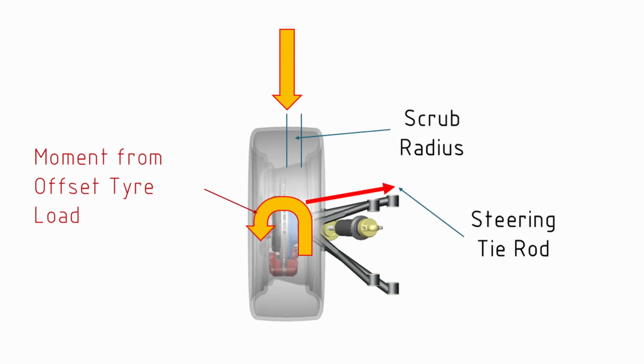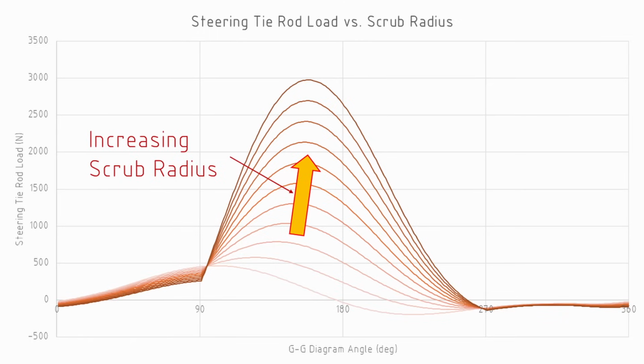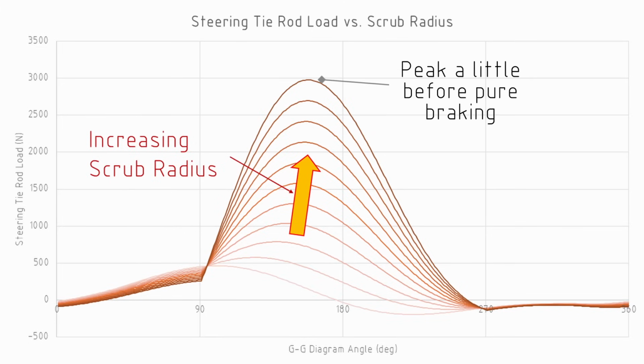Now, in this analysis, we've fixed that tie rod, but the reality is that that force from the tie rod is going straight through to the steering rack and through to the steering wheel. And as we increase the scrub radius, we're going to increase this steering tie rod load. Now, the load generally peaks somewhere slightly before the peak braking, so there's a little bit of cornering on, but mainly it's a braking based load.